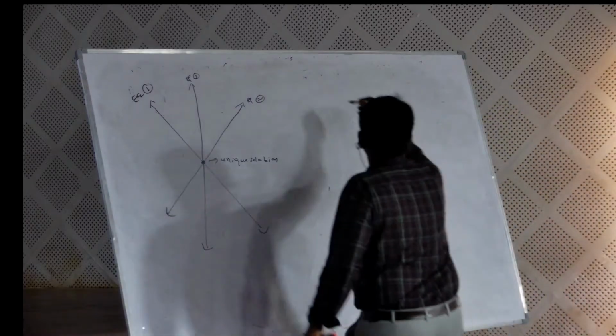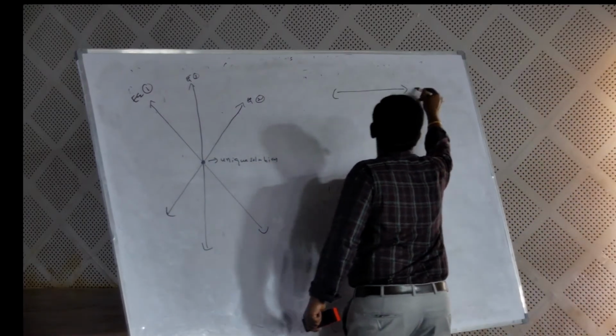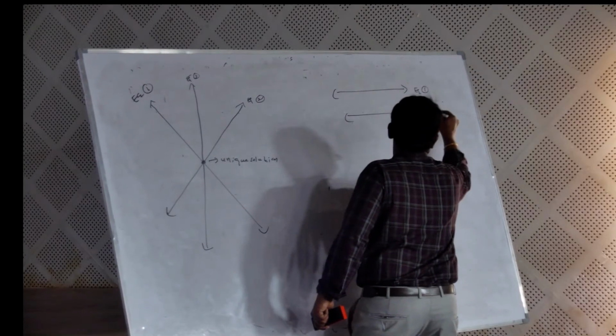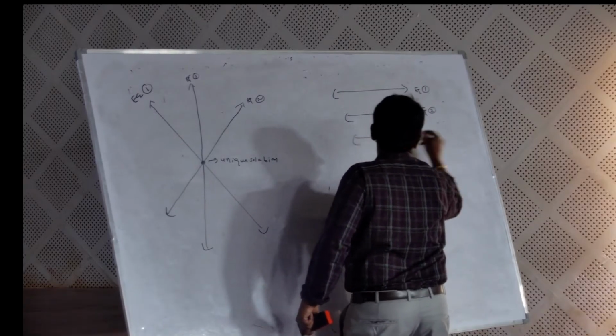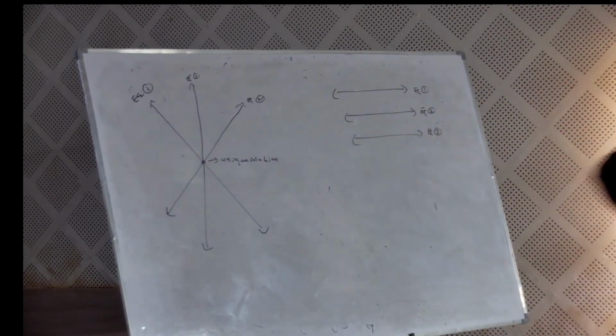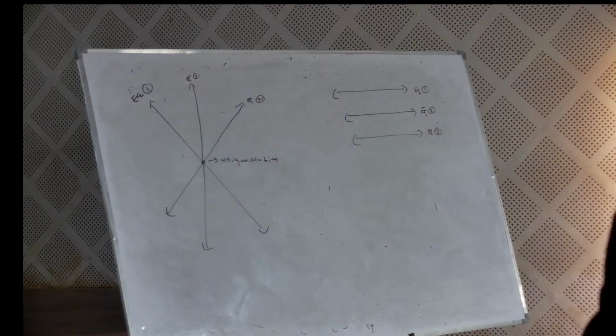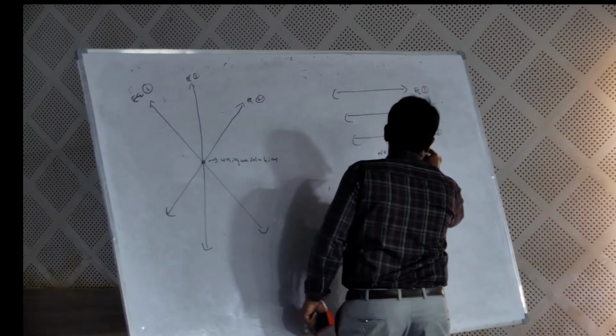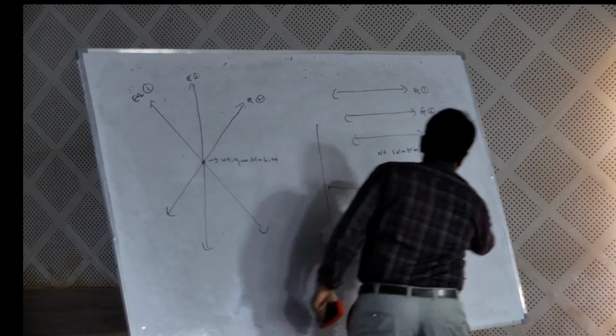Dear students, suppose this line represents equation 1, this line represents equation 2, and this line represents equation 3. See, the three equations are going parallel. Do they have any common point of intersection? That means they have no solution. There is no common value of x, y, z which satisfies all three equations.